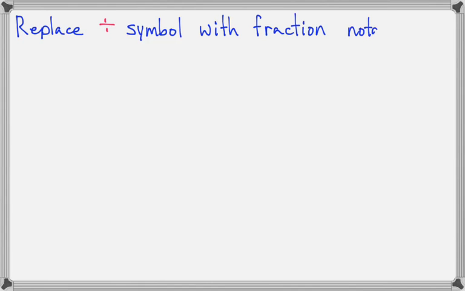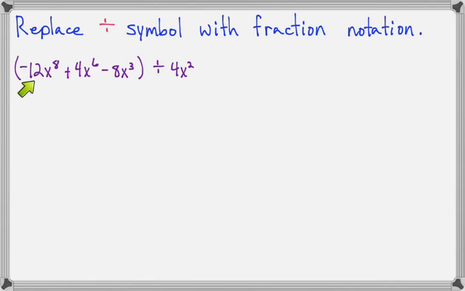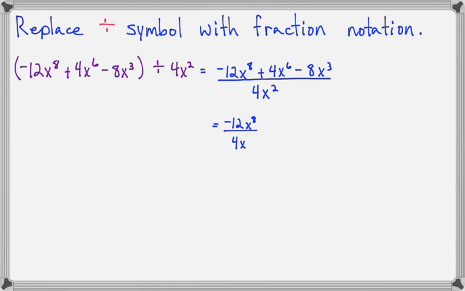Now, sometimes they will use this division symbol instead of a fraction form, but you can always replace it with fraction notation. Here's an example that says negative 12x to the 8th plus 4x to the 6th minus 8x to the 3rd, all divided by 4x squared. Well, that's the same as if we had it in fraction form, and so we can treat it the same way. We'll split this into three separate terms, each with a denominator of 4x to the 2nd.